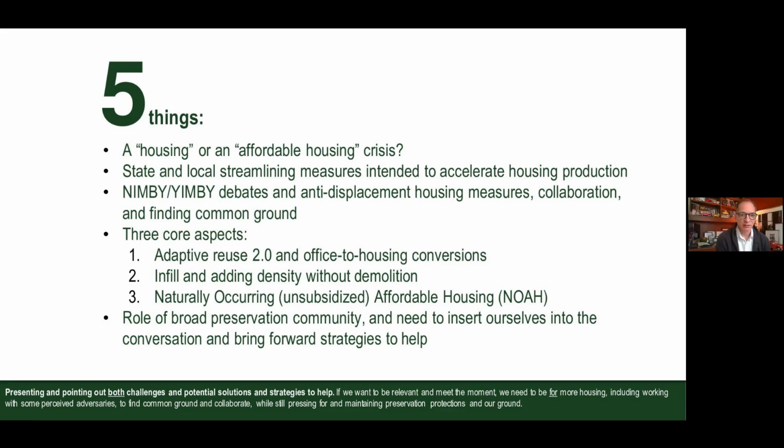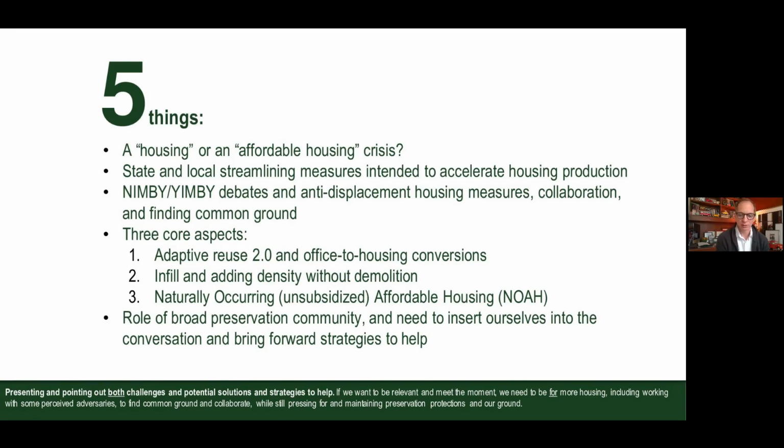I'll also be answering the question: do we have a housing problem? Do we have an affordable housing crisis? A lot of the work that we are doing in Los Angeles and California is very much focused on the latter, around affordable housing. I'll distinguish a little bit about how and why we're doing that and why that matters in terms of how it resonates.